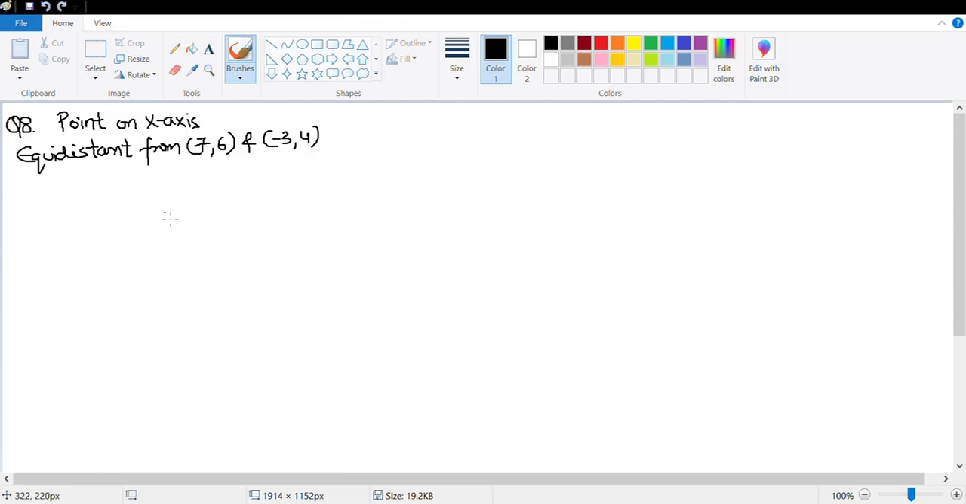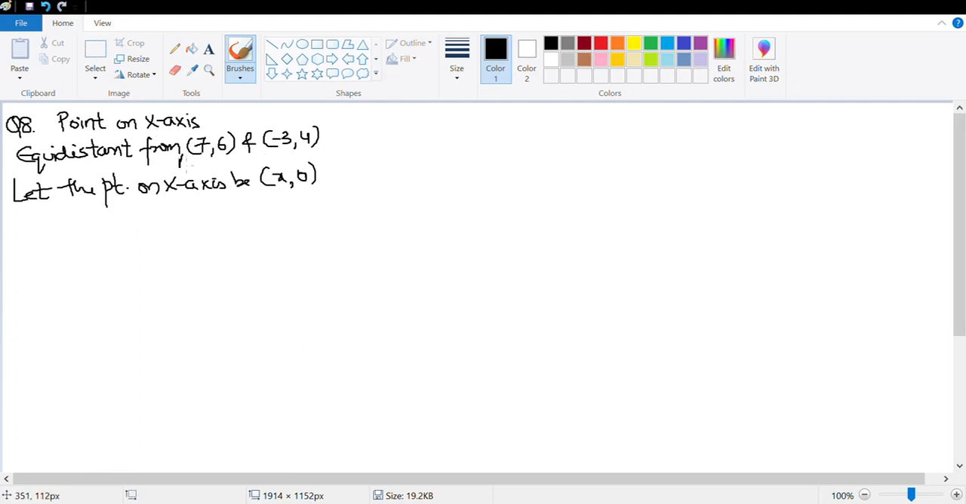Question 8. Question 8 says, what point on the x-axis is equidistant from the point (7, 6) and (-3, 4)? So again, this is a question on the x-axis, which means the point on the x-axis will be (x, 0). Let the point on the x-axis be (x, 0). So the ordinate of this point will always be 0, and this is equidistant from point 1 and point 2.